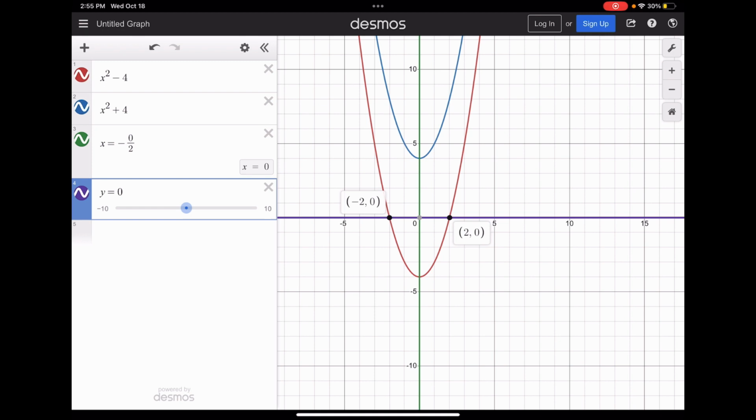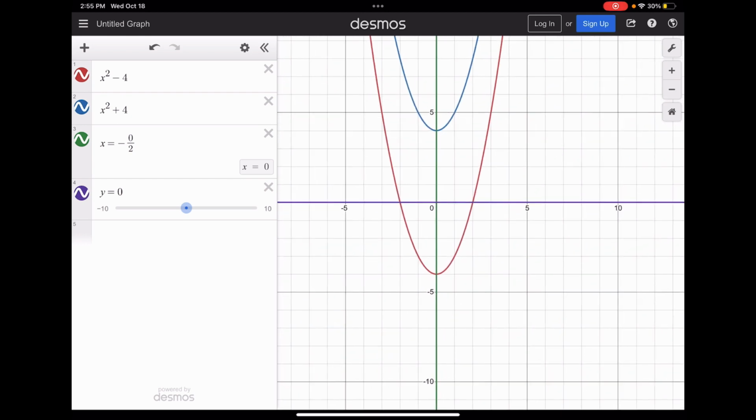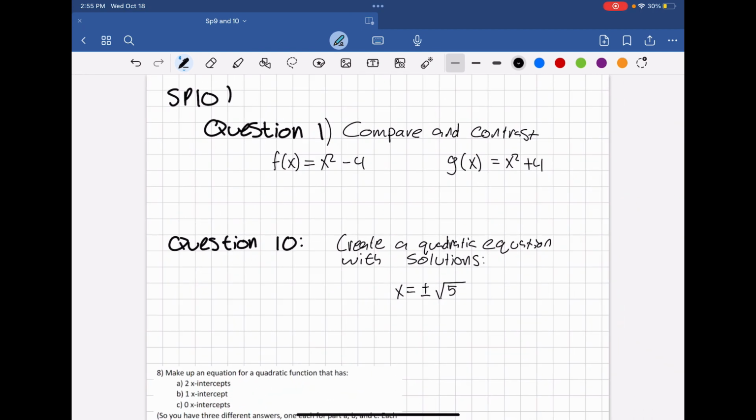What are some other things? We have domain and range. Well, for domain, we know it's a polynomial, so it's all values of x. But what about our range? They should be different, right? So again, we would look at our y-intercepts or our vertex, and we could tell that it's everything above negative 4 and everything above 4. All right, so that's just comparing and contrasting these two. They're pretty similar. What about question 10?